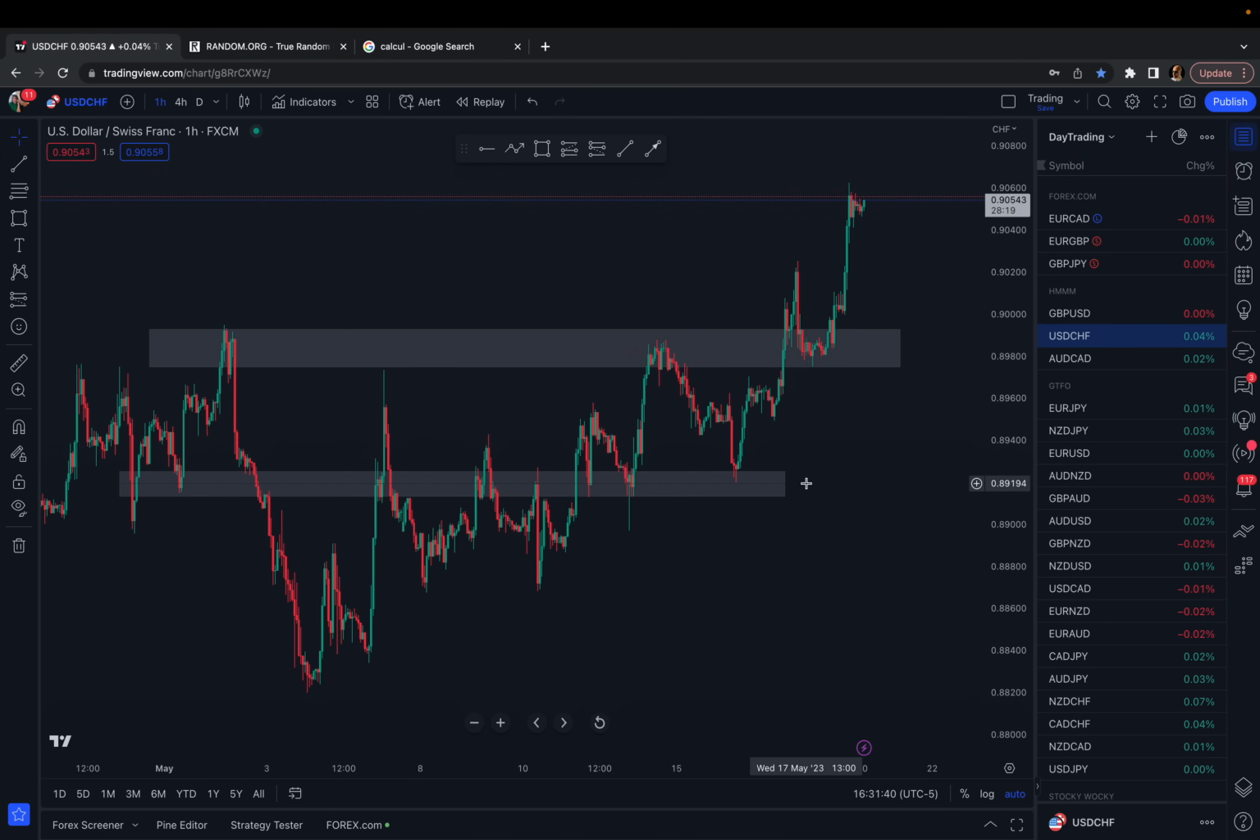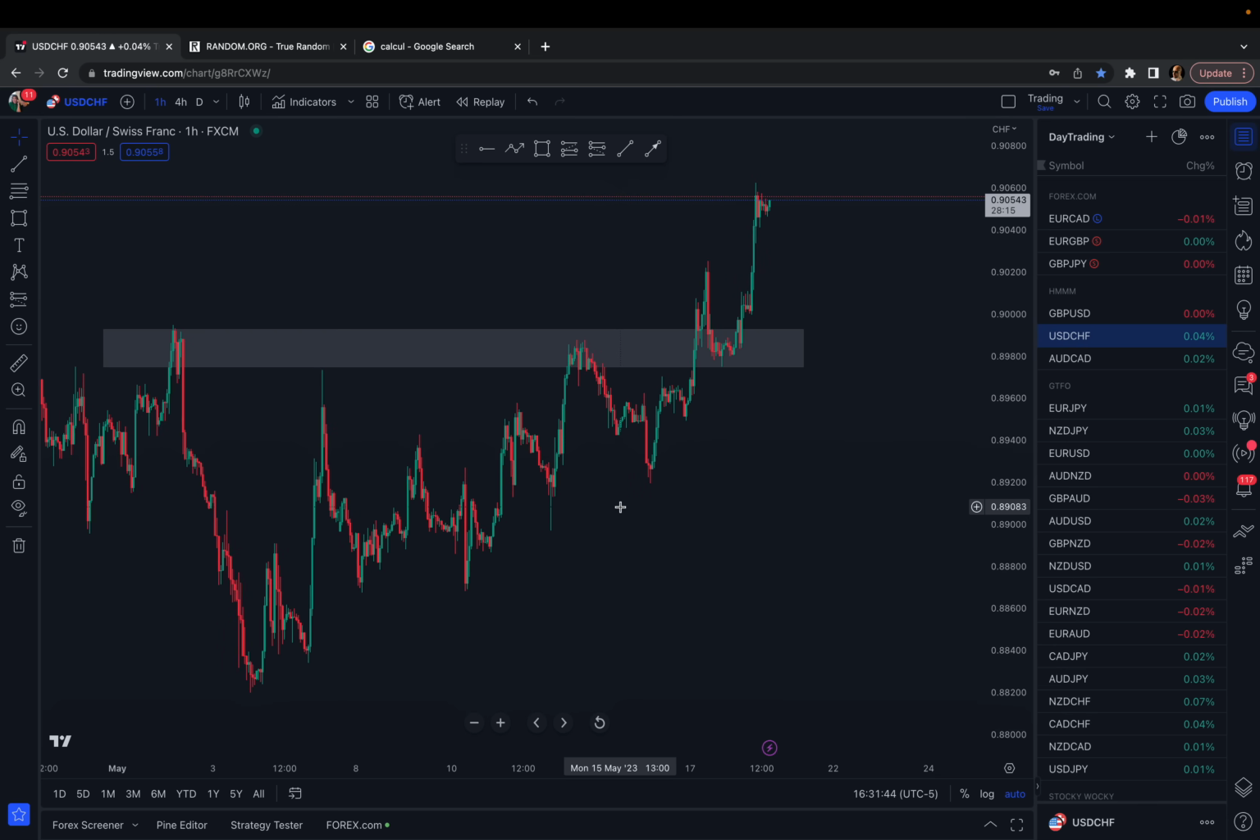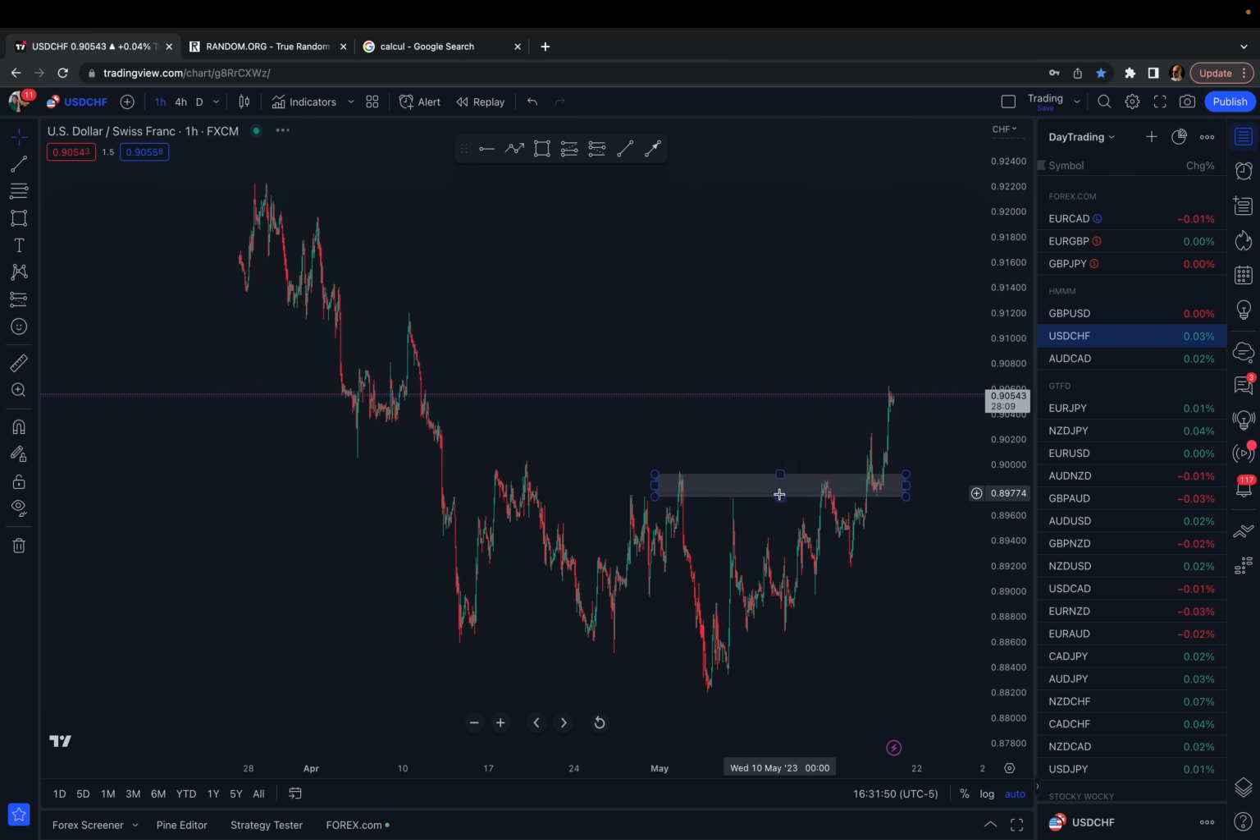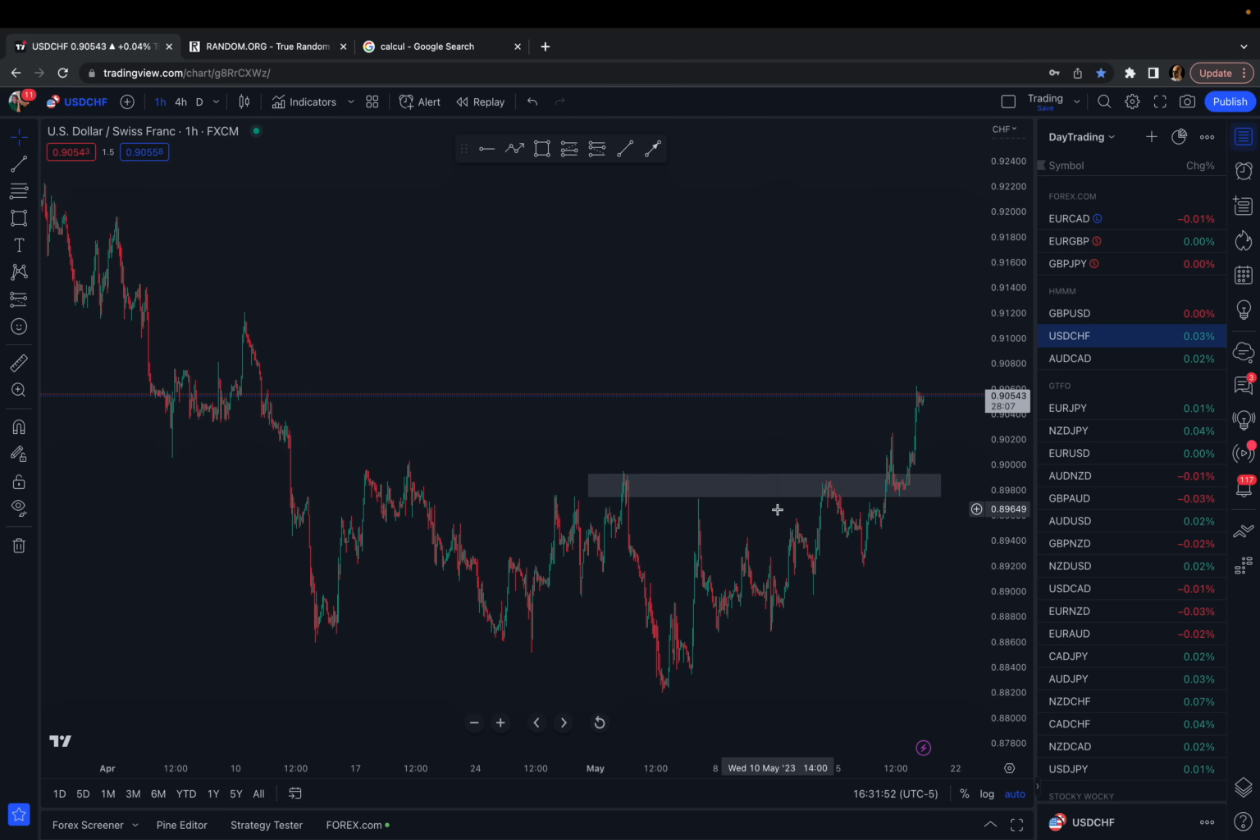So I draw zones only where price has had nice clear reversals over and over. It's either bounced at resistance or bounced at support. If it breaks past it, it comes to retest, then bounces there. Those are the nice clean zones that are generally pretty easy to trade.